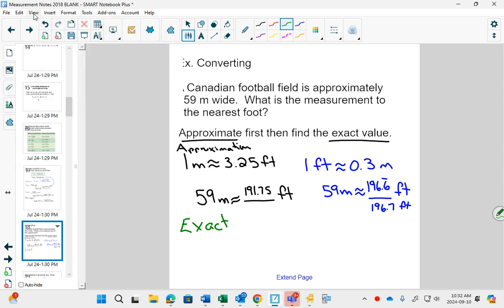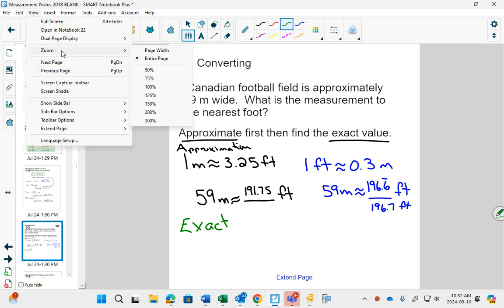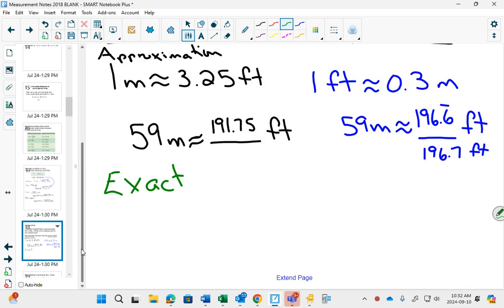we're going to figure out this exactly. So if we're going to figure out this exactly, we have to use one of the measurements that's exact. And there's only two. We have to either use that 1 inch equals 2.54 centimeters, or we have to use that 1 yard is 91.44 centimeters. And they're listed on your formula sheet as exact.